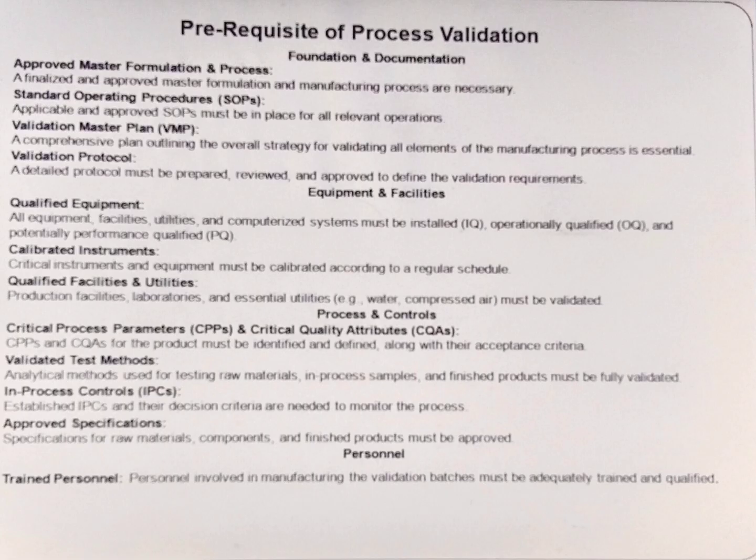Prerequisites of process validation: foundation and documentation, approved master formulation and process. A finalized and approved master formulation and manufacturing process are necessary. Standard operating procedure (SOP): applicable and approved SOPs must be in place for all relevant operations. Validation master plan (VMP): a comprehensive plan outlining the overall strategy for validating all elements of the manufacturing process is essential. Validation protocol: a detailed protocol must be prepared, reviewed, and approved to define the validation requirements.